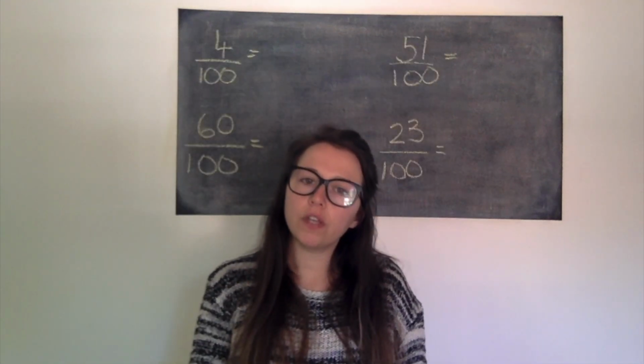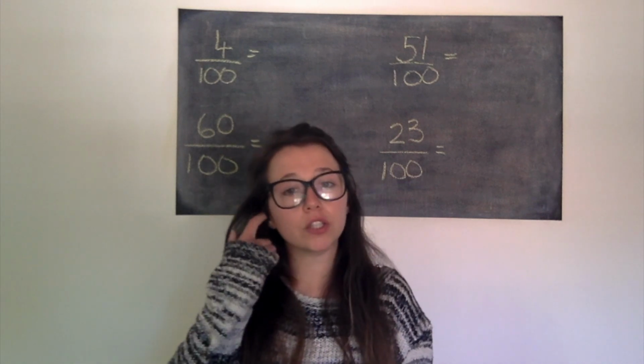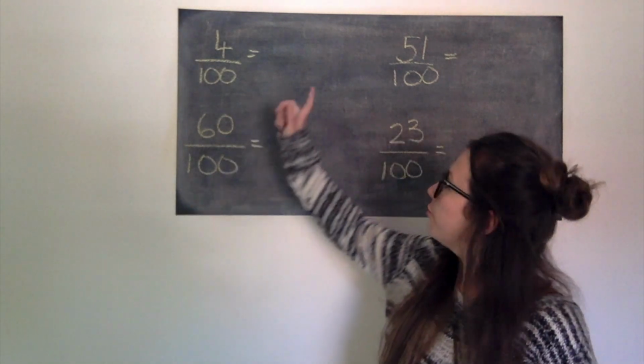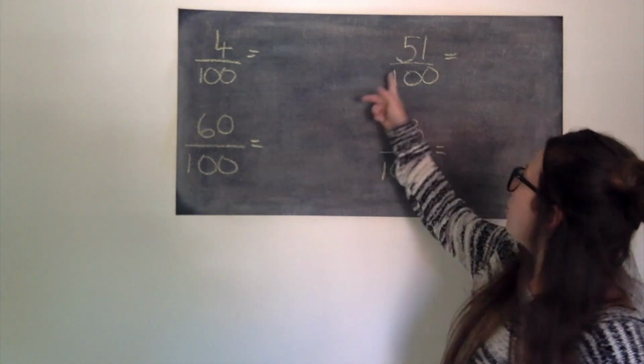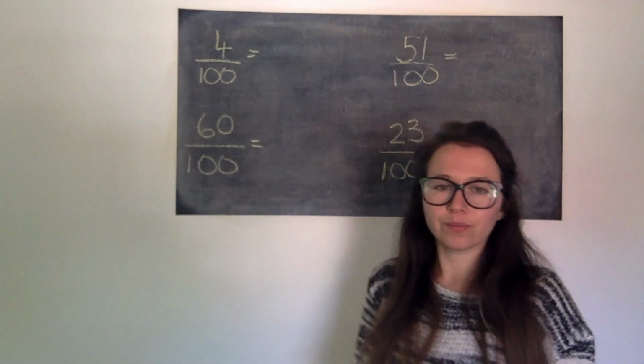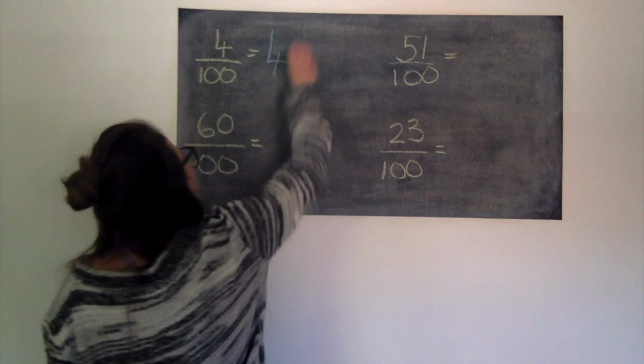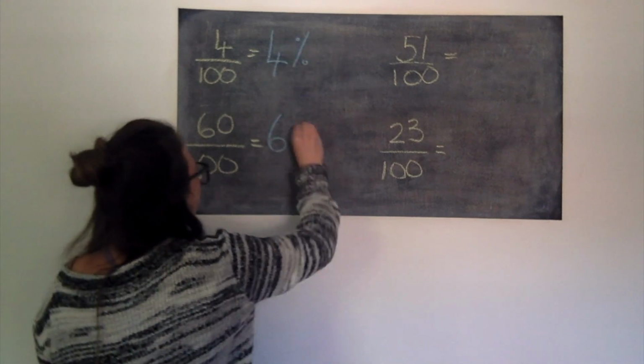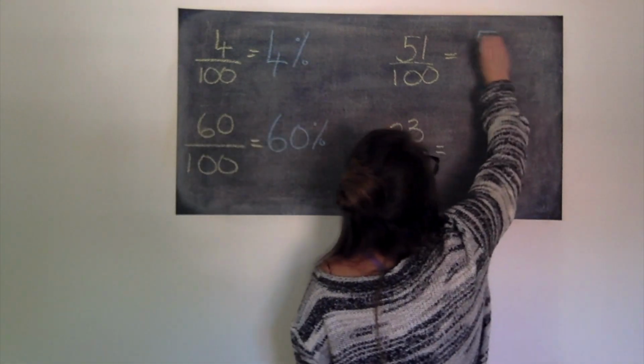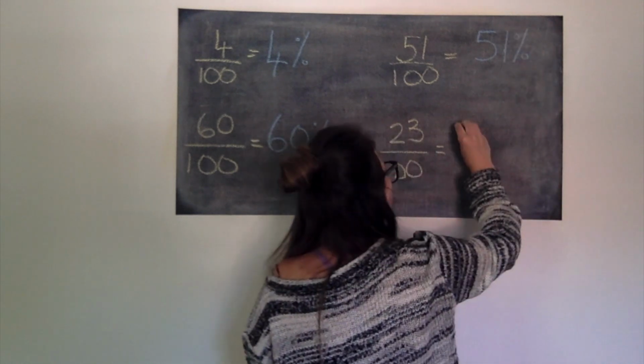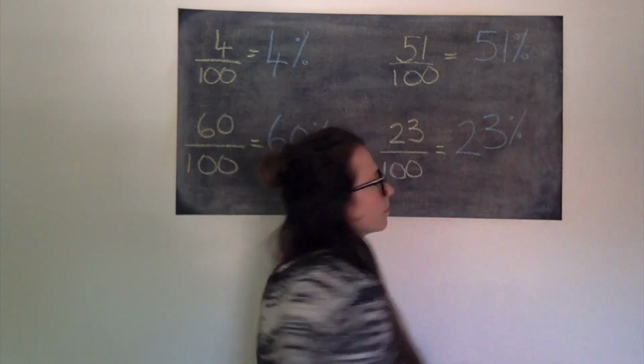Okay, time to pause the video and have a go at turning these fractions into percentages: 4 hundredths, 60 hundredths, 51 hundredths and 23 hundredths. These should have been nice and easy because all of our denominators are out of 100 already. So we should have 4%, 60%, 51% and 23%.